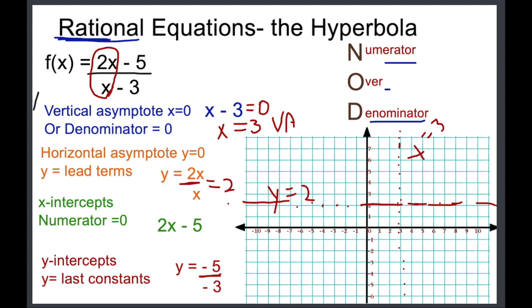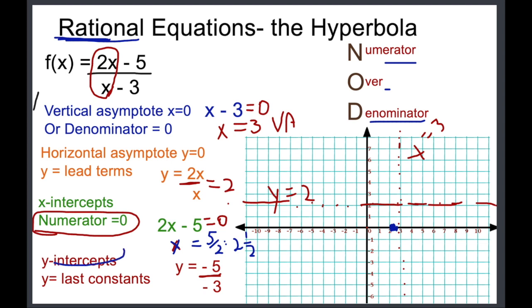The last two things we want to do are locate the x-intercept and the y-intercept. It's actually a really nice way of happening. The numerator, as it turns out, when you set it equal to 0, will give you the x-intercept. So this gives me x equals 5 over 2, which is 2.5. So I'm going to go over to x equals 2.5, which is right there. That is the x-intercept.